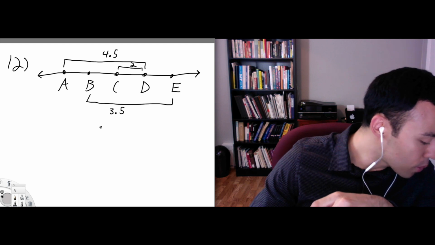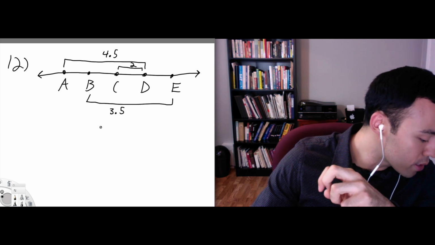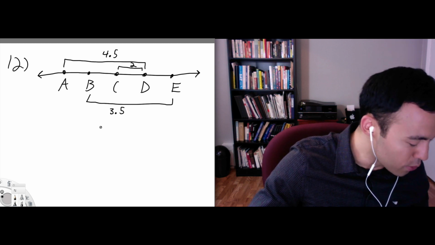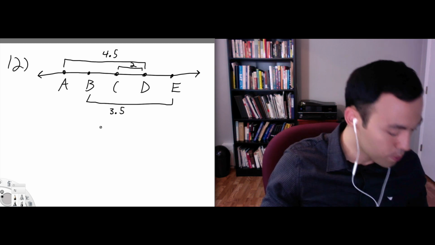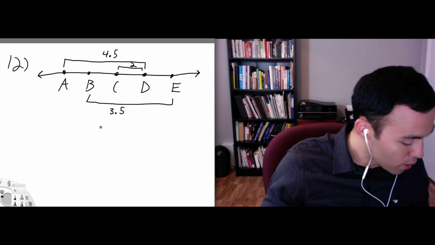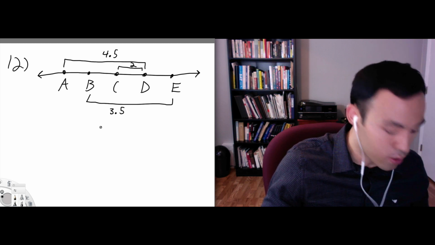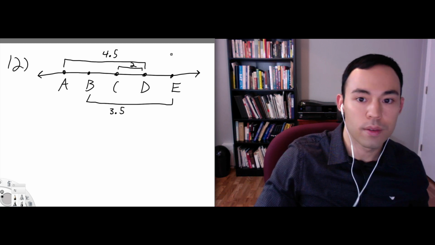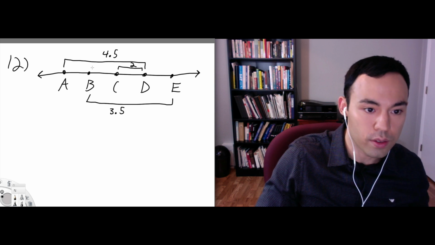So number 12: 5 different points, A, B, C, D, and E, lie on a line in that order. The length of AD is 4.5, and I already have that drawn here. And the length of BE is 3.5. And if the length of CD is 2, what is one possible value for the length of BC? And they want to know this interval right here, BC.